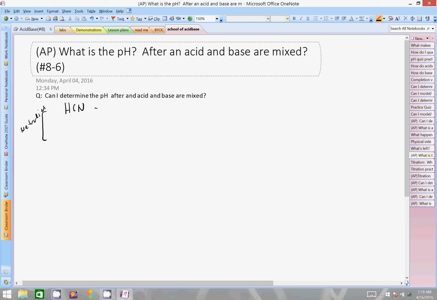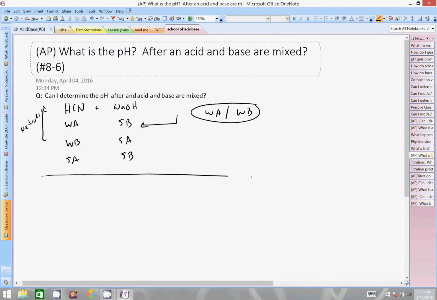HCN plus NaOH. Now we're either going to do a weak acid and a strong base, or a weak base and a strong acid, or a strong acid and a strong base. These things, the strong, will react very vigorously. If you had a weak acid mixed with a weak base, that is usually the result of one of these neutralizations, and we'll see how that works out. So in this case, the first step is to neutralize it.